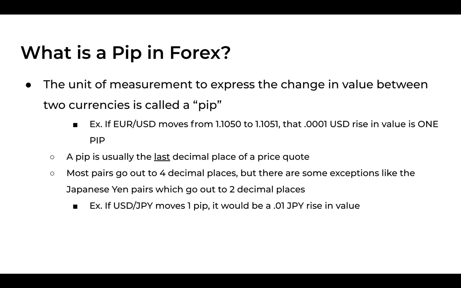So every single pair is not going to have the same decimal point movement equaling a pip, as we can see right here. But you have to understand that normally it's going to be the second decimal place for yen pairs, for example, or more commonly the 4th decimal place. You just have to understand that and be able to know, when you're looking at your brokerage or at your charts, how much a pip is going to be.